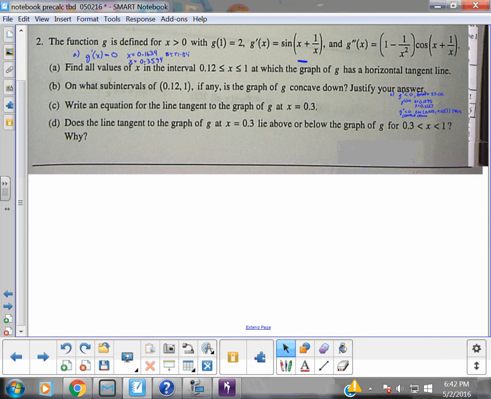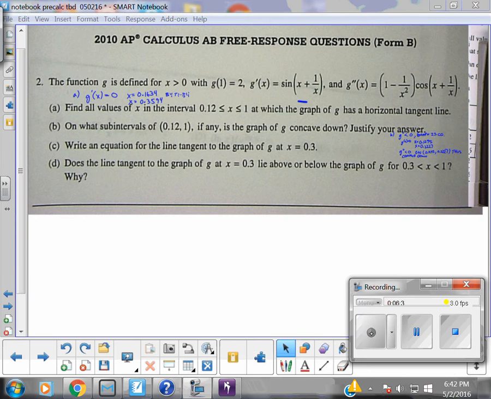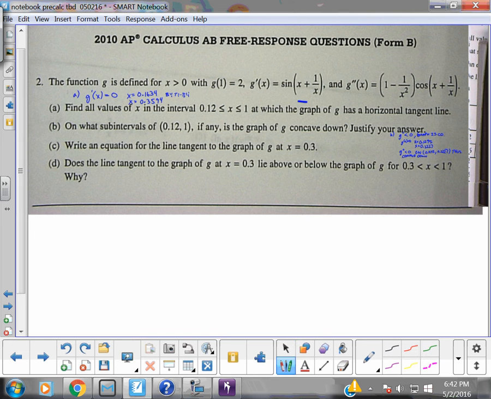Write an equation for the line tangent to the graph of G at x equals 0.3. Alright, if we're going to get a graph here, we're going to have to use the fundamental theorem of calculus because we're going to have to somehow come up with the slope. And the slope's not that bad, actually. The slope is just G prime of 0.3, and you literally just plug this into your calculator with 0.3 as x. When I do that, to 4 decimal places, I get negative 0.4721.